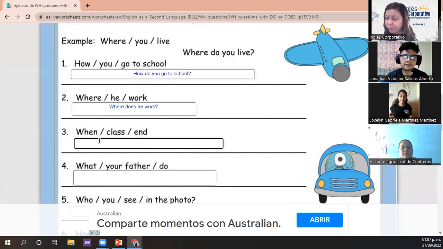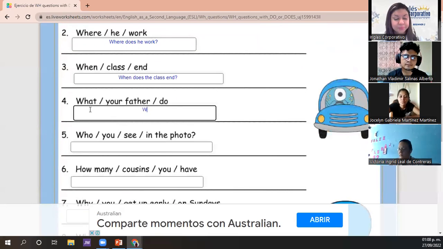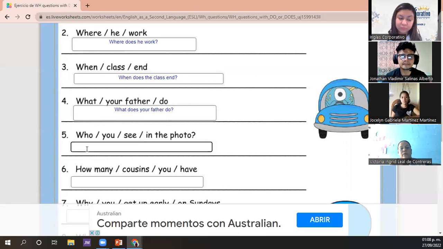Okay, number three, when class end? When does class end? Exactly, when does, because class is singular, is something. When does the class end? Number four, your father. What does your father do? Exactly. Why does? Because we are talking in third person. Your father is he, a third person. Number five, who do you see in the photo? As you can see, once you are sure about the subject, it's easy to identify if I use do or does.